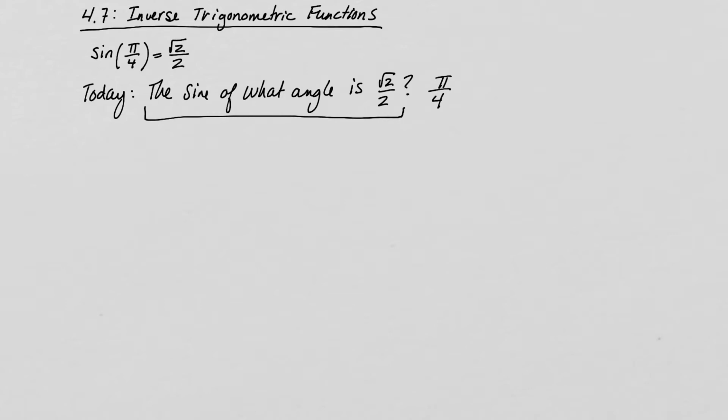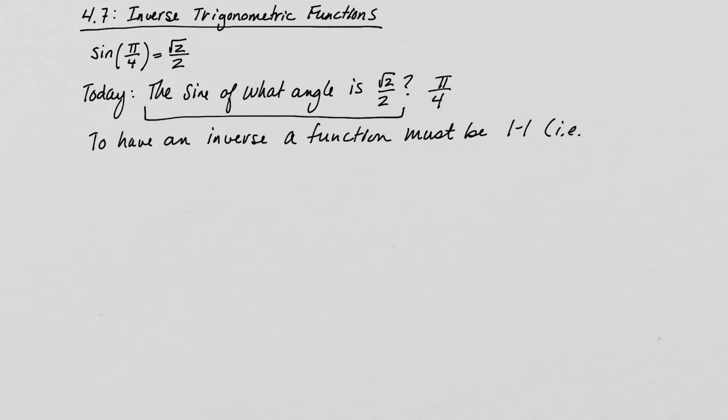And remember, when you find inverses, you swap the x and the y, right? So to have an inverse, a function must be 1 to 1, i.e. pass the horizontal line test.